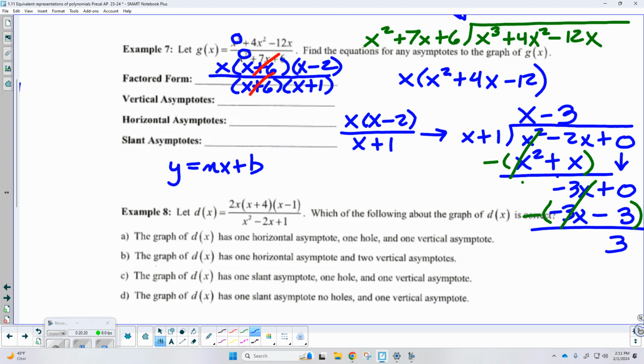But remember, I'm not really interested in that part. All I want is the equation of that slant asymptote. How many folks got x minus 3? All right, questions. Anybody having a hard time? Oh, yeah, so I'll go ahead and write y equals x minus 3.